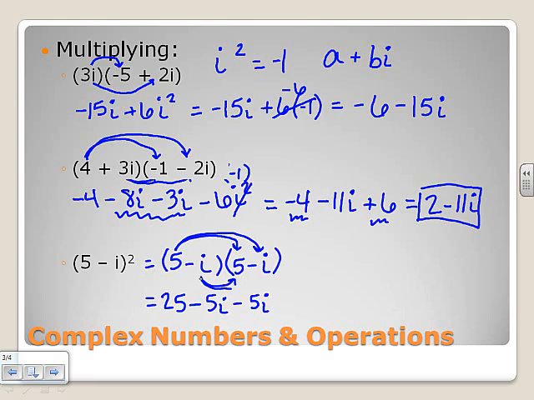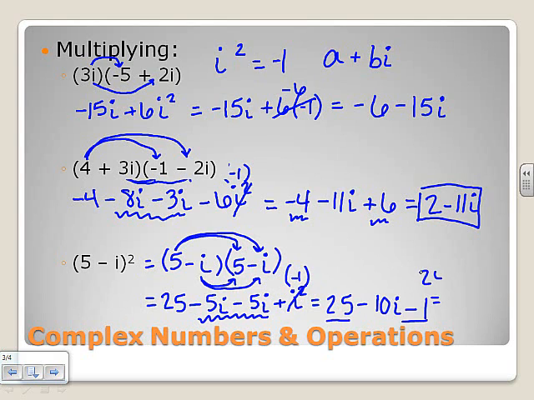And then last, which is negative i times negative i, makes a positive i squared. Combine our like terms and replace i squared with negative 1. So now we have 25 minus 10i minus 1, where i squared got replaced with negative 1. Combine like terms one more time, and the final answer would be 24 minus 10i.